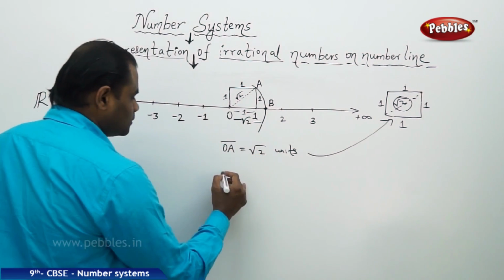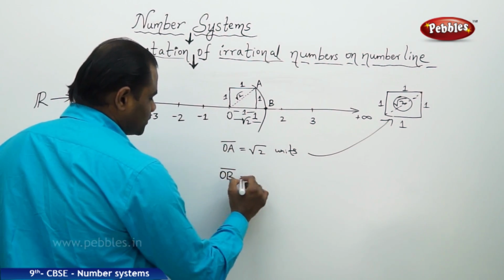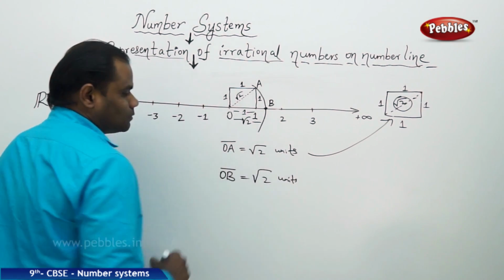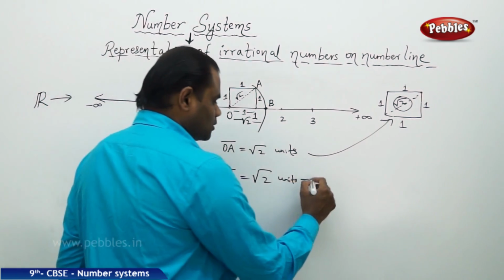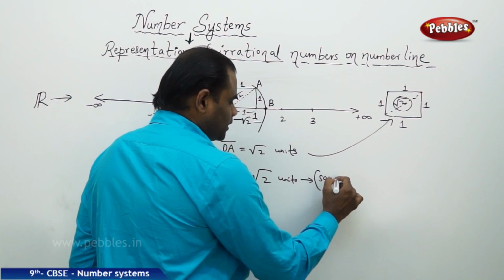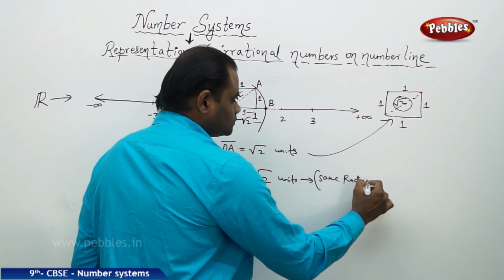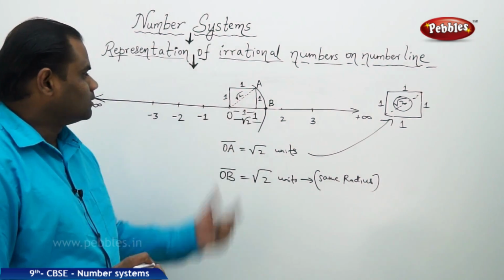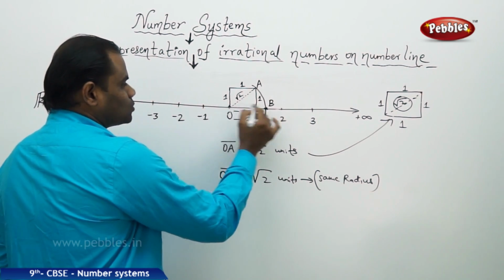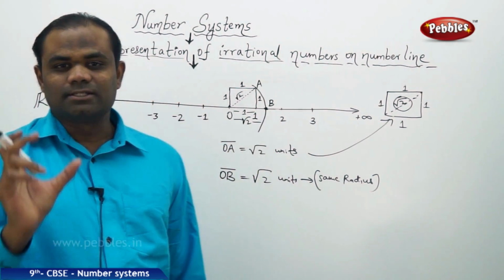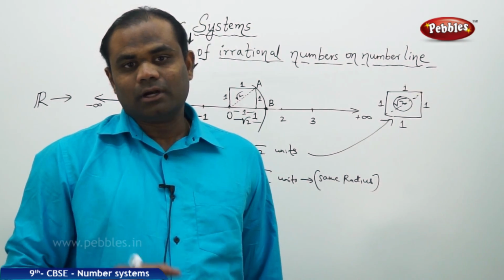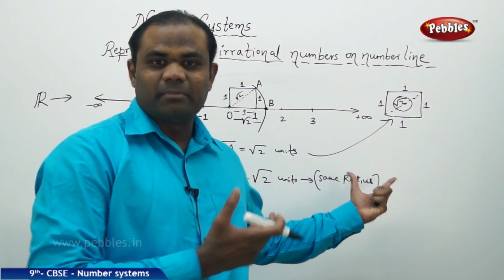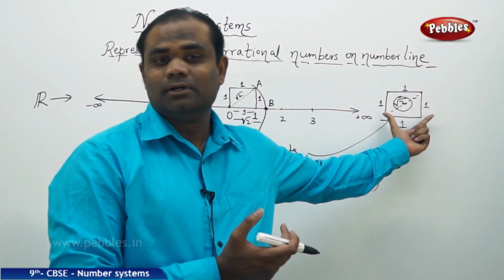Therefore, my OB as constructed from the arc is also root 2 units because it is the same radius concept. And therefore, my distance on the number line from O to B is an irrational number, root 2, which can be represented on the number line in this manner of constructing through the geometrical square diagonal.